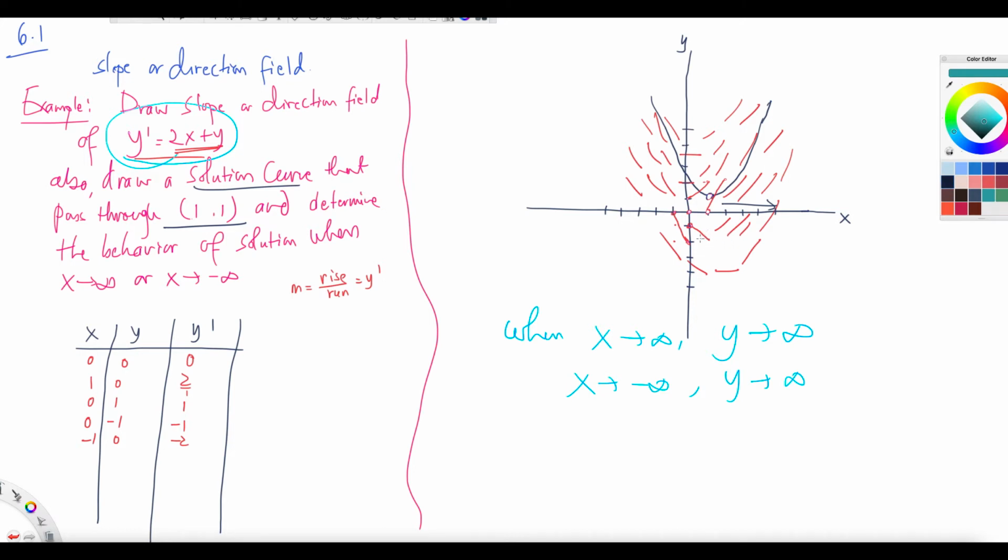So for any equation, you just pick different values, and then you may have a question like what values of x and y should I pick? And you can pick any values. But if you pick close values of x and y, like (0, 0), (1, 0), (0, 1), and around that, you will get a clear picture of how the solution looks.